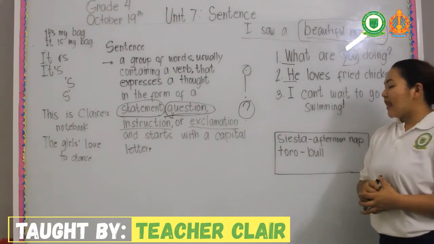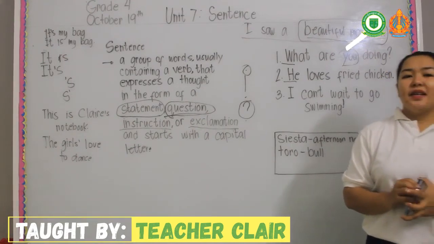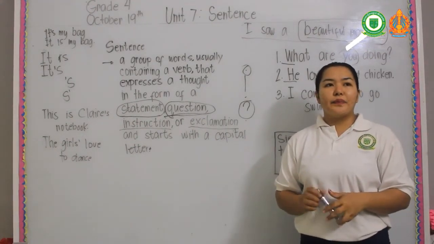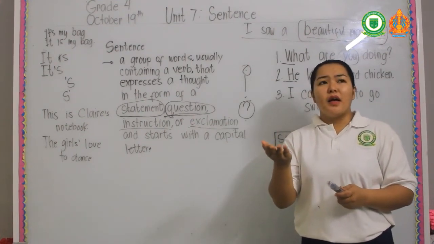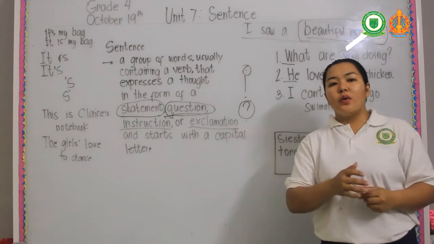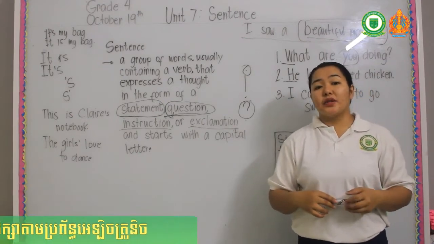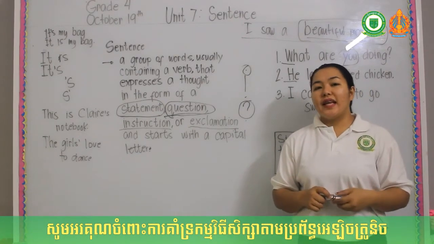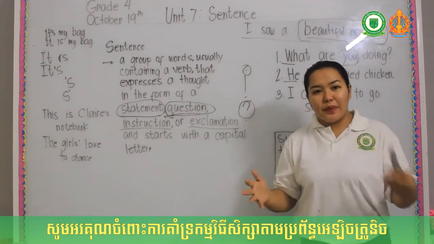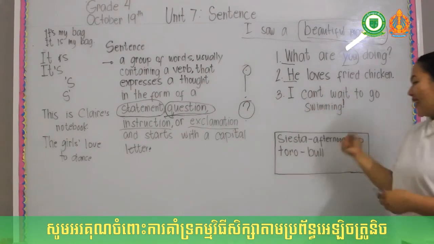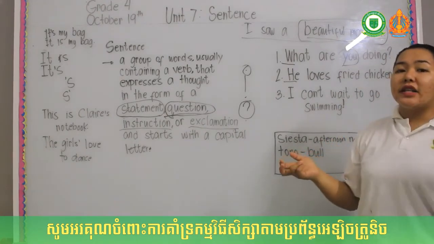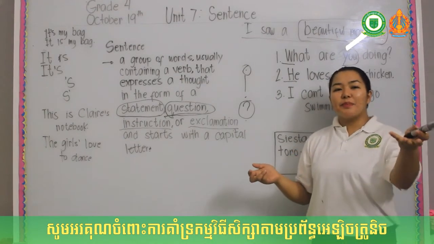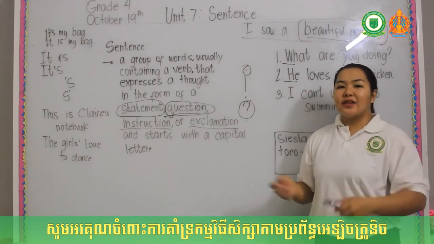Next, toro. This is a bull. You know a bull? Toro, it's a bull, it's an animal, it's a big animal. Okay, so that's it. We will be encountering these two Spanish words in our story later. So please prepare your books and I'll see you later, kids.